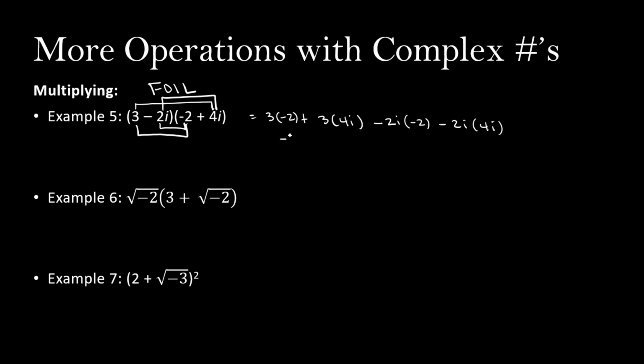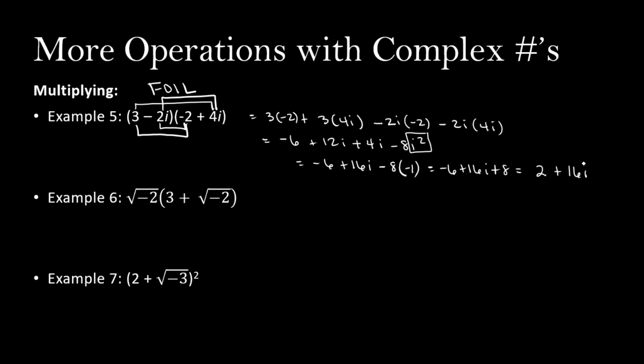So I end up with negative 6 plus 12i plus 4i minus 8i squared. So negative 6 plus 16i minus 8. Then i squared is a negative 1. So we have negative 6 plus 16i plus 8. So the final answer is 2 plus 16i.